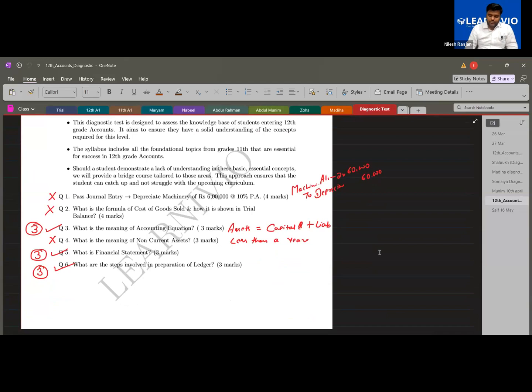Lect 10% per annum. So before going to this, I will just ask you about the rules of debit and credit, if you remember. Should I repeat my question? Yes. Do you remember the rules of debit and credit? The golden three rules, or traditional approach, or the modern approach, whatever. Do you remember the rules of debit and credit?